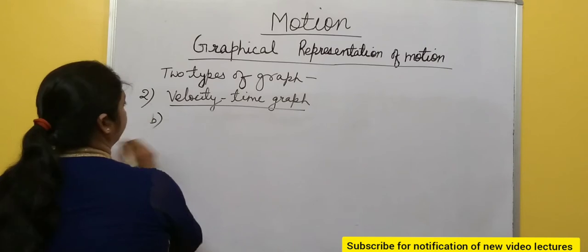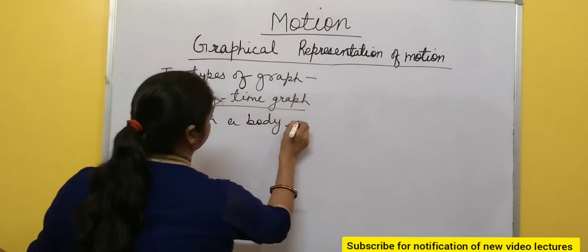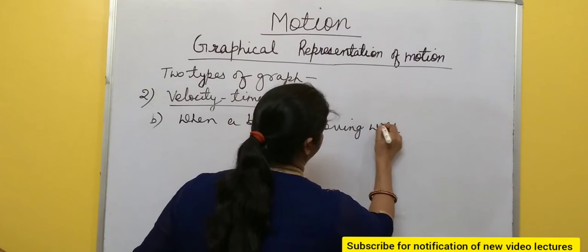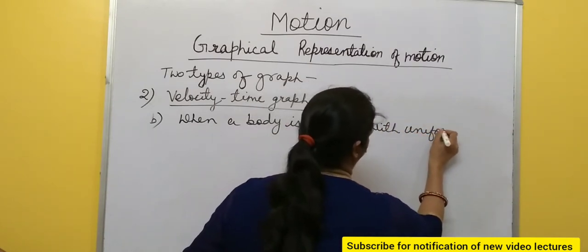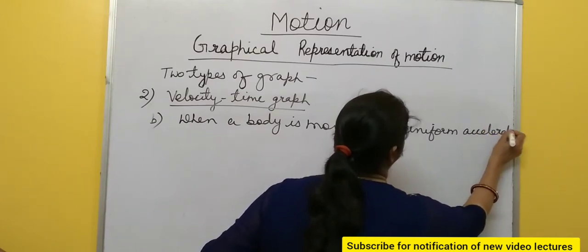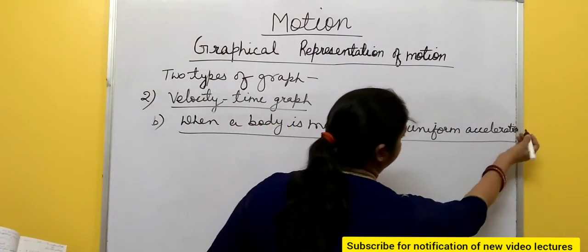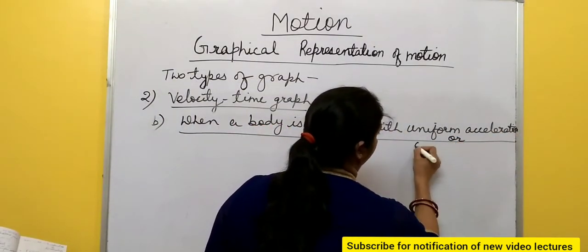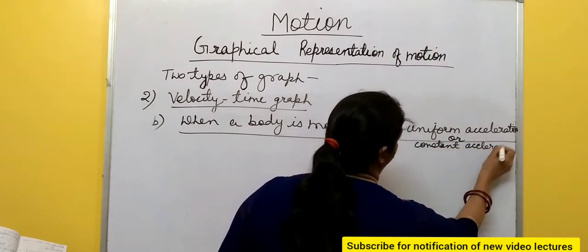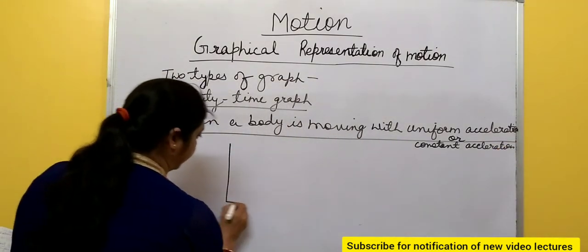Now, second case, when a body is moving with uniform acceleration. There is acceleration in the body, but it is uniform acceleration, or you can say constant acceleration. Okay. So in this case, the velocity time graph is like this one.